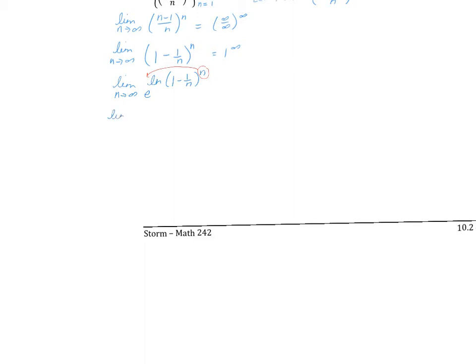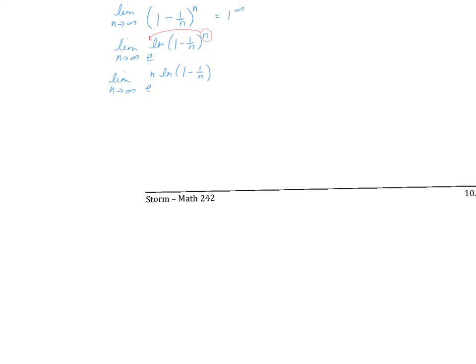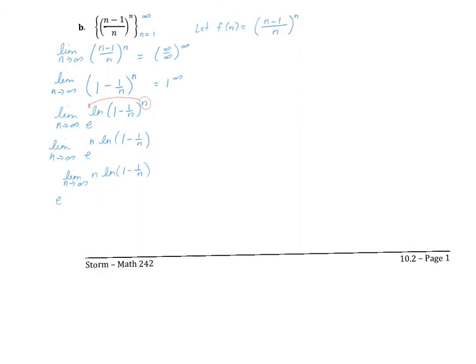So this is simply the limit as n goes to infinity of e to the n times the natural log of 1 minus 1 over n. And now remember, since the exponential function is continuous, we're allowed to take this e and bring the limit up into the exponent. Off to the side, I'm going to evaluate this limit.